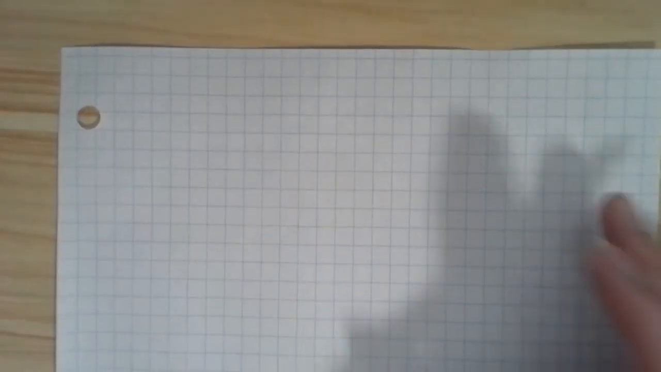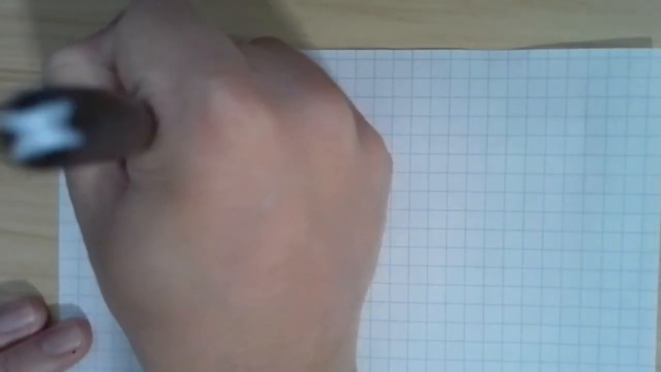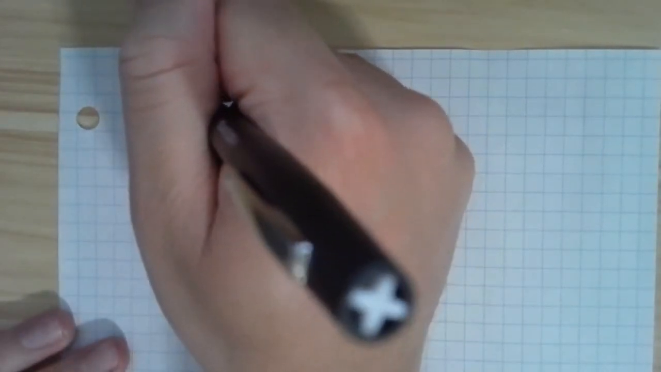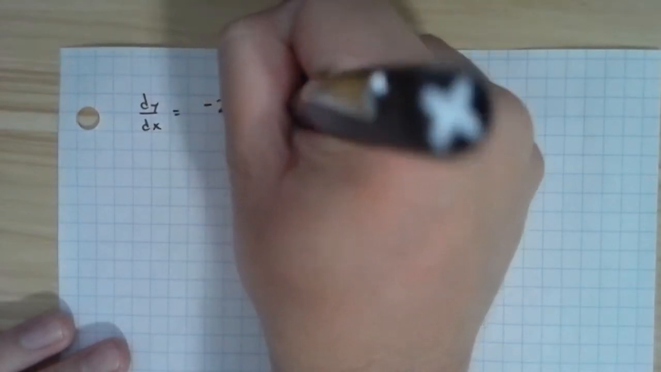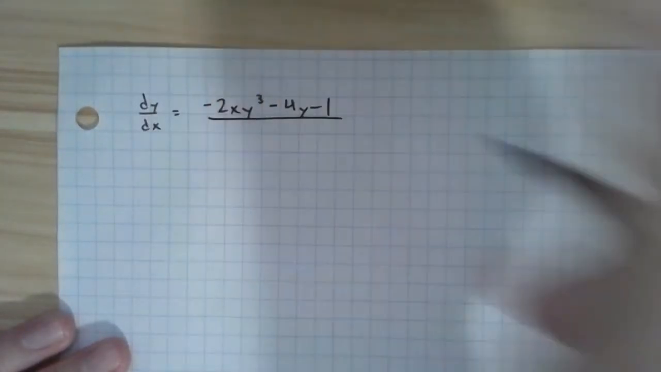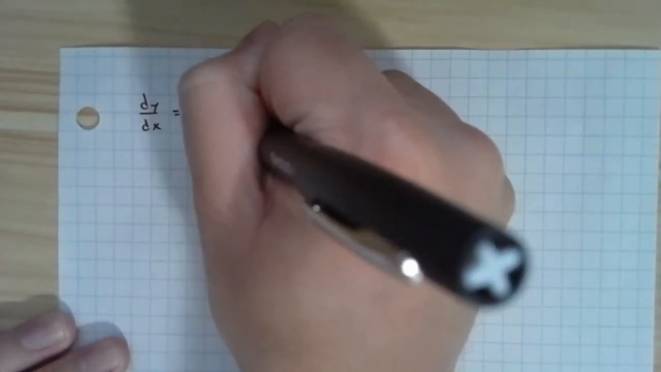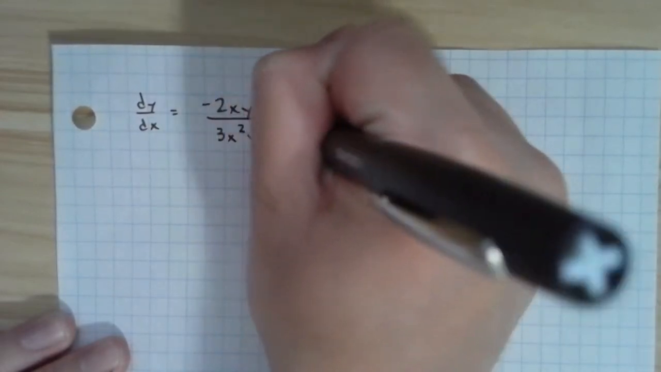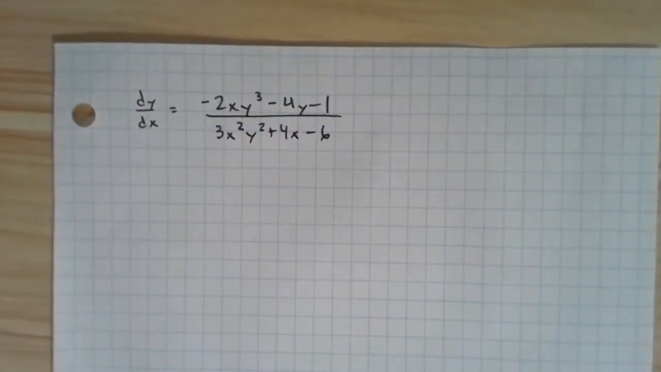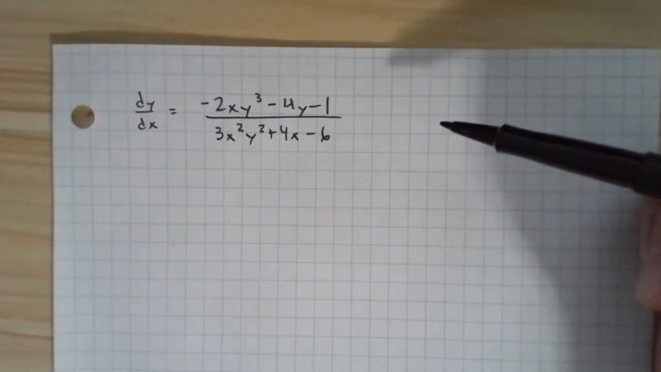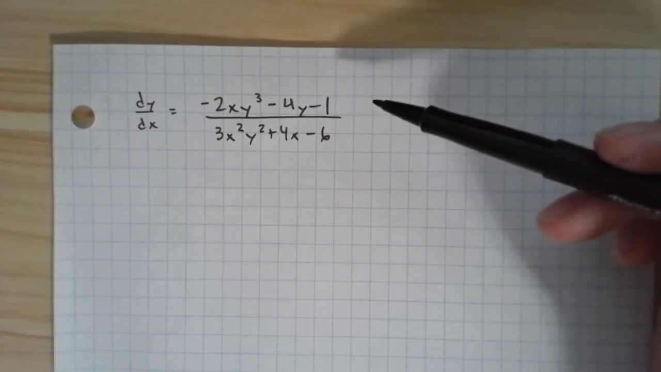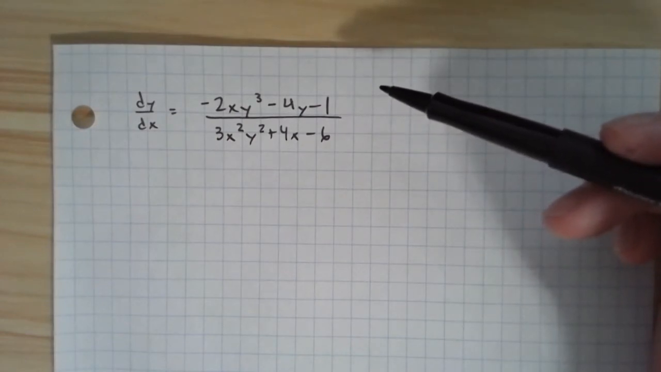And so when I do that, I have dy/dx is equal to negative 2xy³ minus 4y minus 1, over 3x²y² plus 4x minus 6. Okay, now, we found the derivative, so you'd get at least half the points for finding the derivative. But they also want the equation of the tangent line.